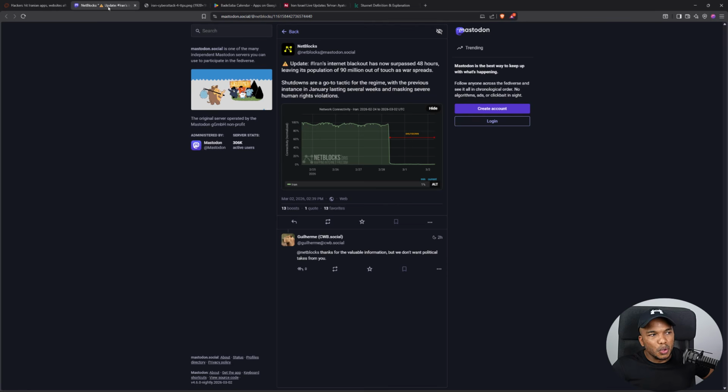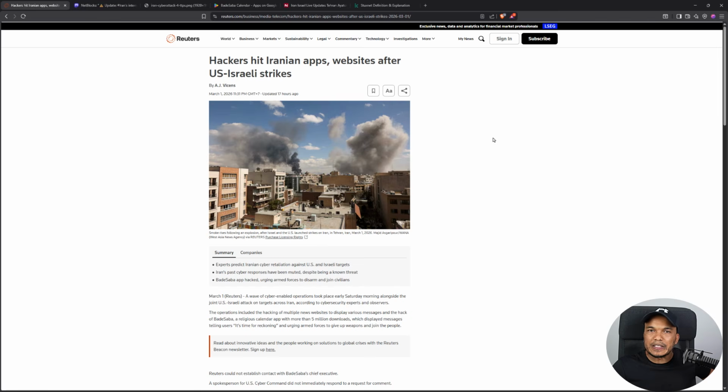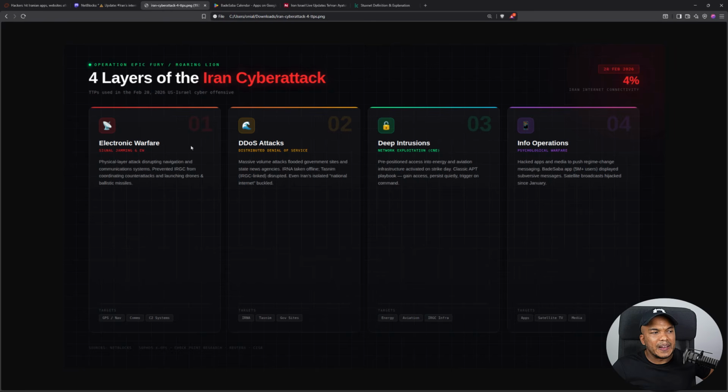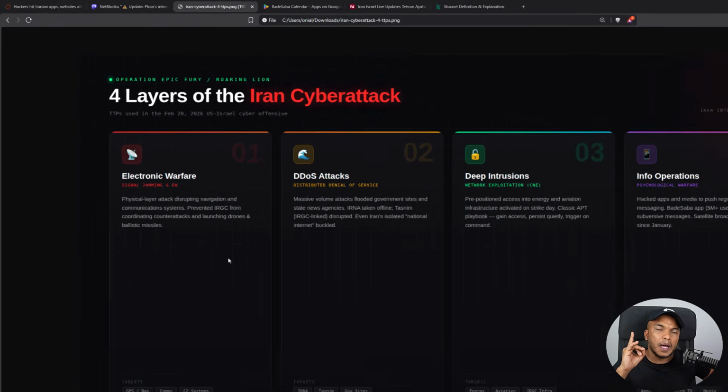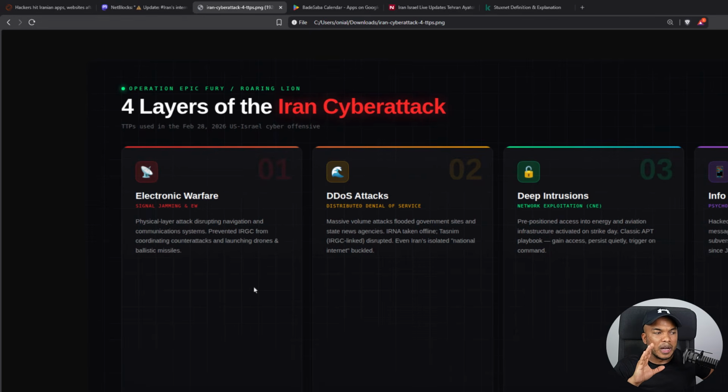Now, what I really want to do here is break down the attacks against Iran, because it wasn't just one type of cyber attack. It was multiple of them, okay? And I've broken them down into 4 distinct layers. We call them the TTPs, the tactics, techniques, and procedures. And it is right here. So the very first layer, the very first cyber attack campaign, would be the electronic warfare, the EW.